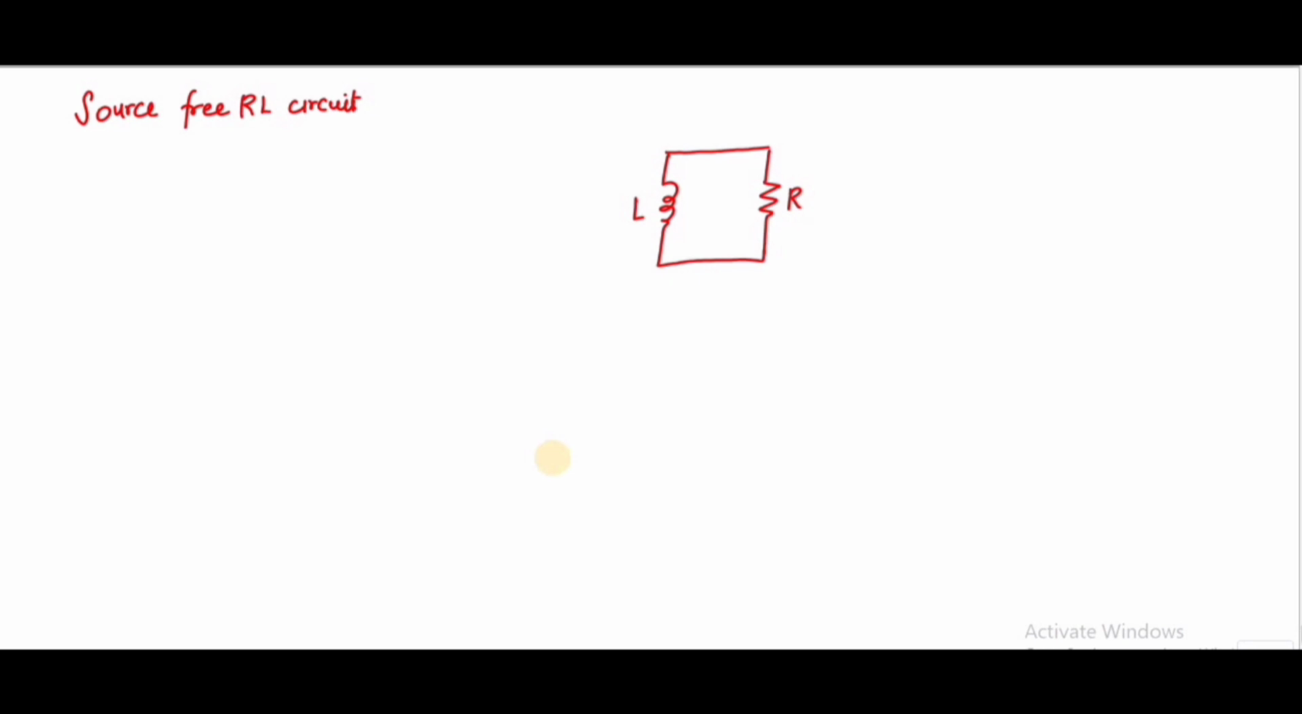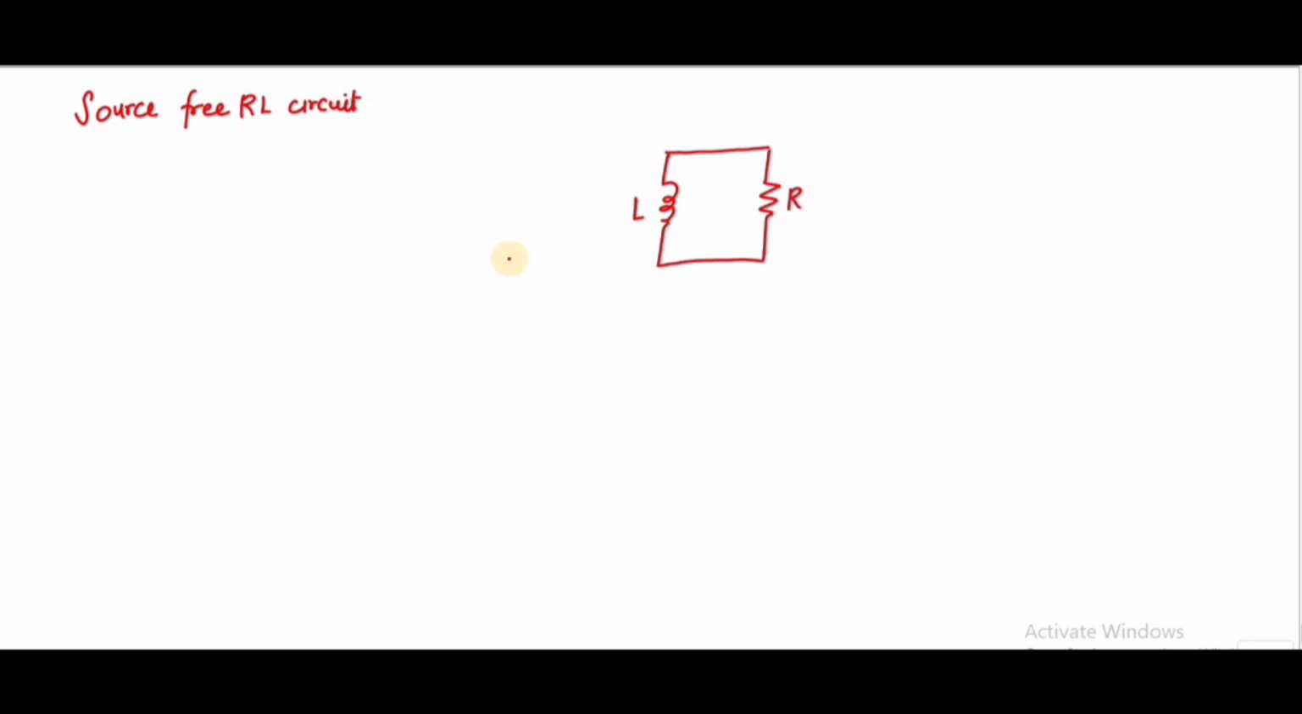In this video, let us discuss the source-free RL circuit. So this is L, which means it is an inductor, and R means it is a resistor. The condition is that we have an idea that the inductor current will not change instantaneously.